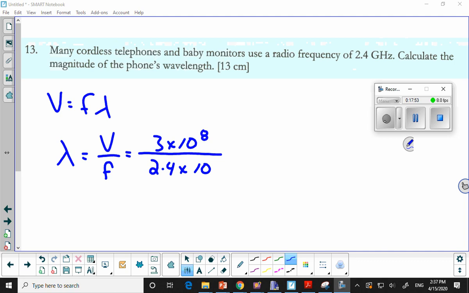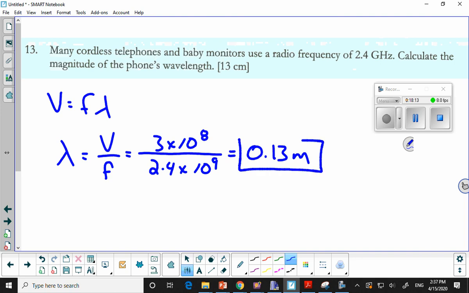The next trick on this is converting giga. So if you look that up on your formula sheet, it's going to tell you giga is a billion, so it's 10 to the 9. So when we punch that into our calculator, we get 0.128, but to 2 sig digs, meters. And again, Kennedy Oswald did move that decimal over 2 and made it into centimeters for their key, but I prefer just to leave it in meters.